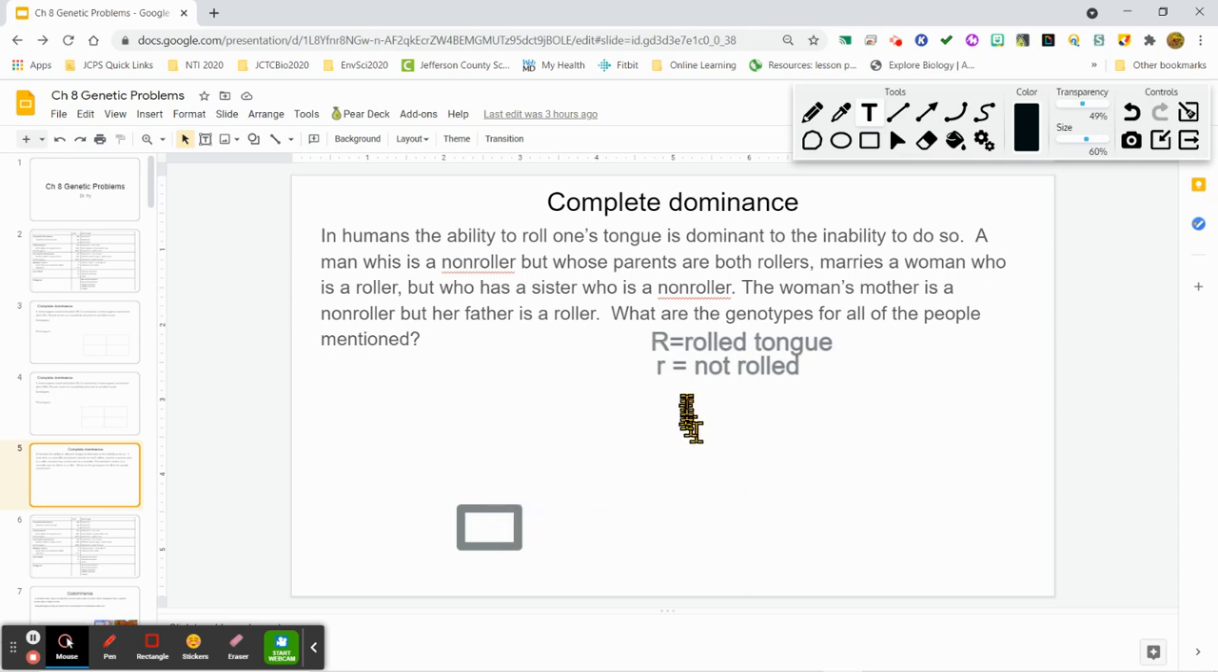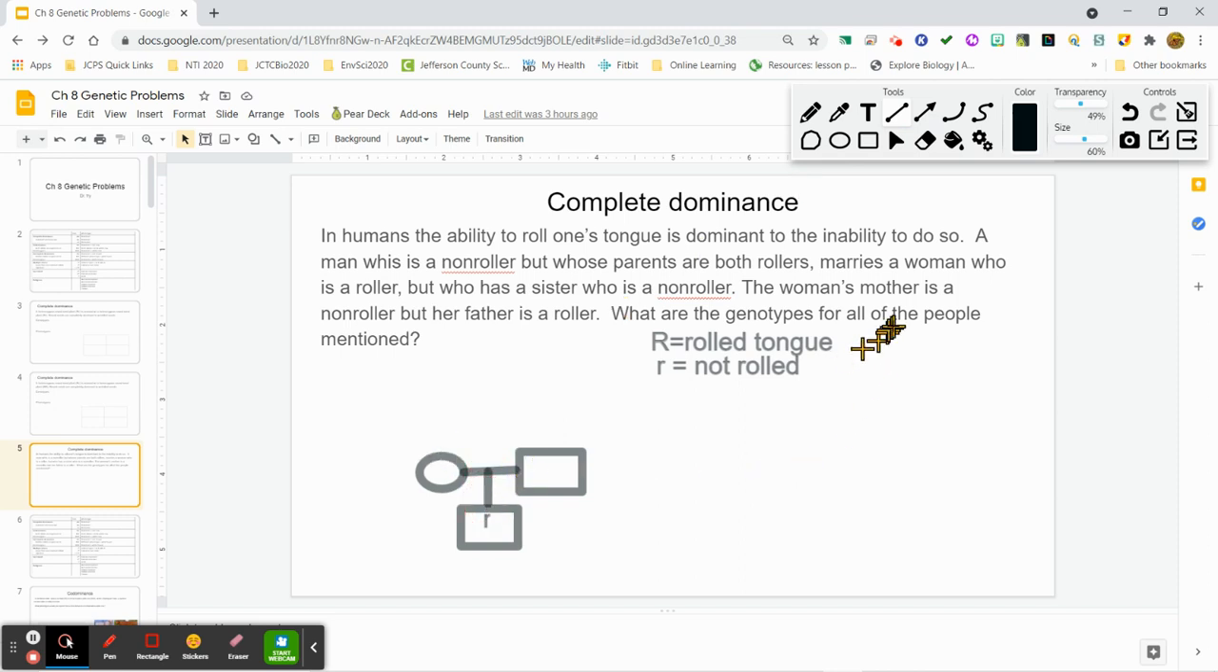And he is non-roller, which means he is going to be little r, but whose parents are both rollers. So he has two parents. I'm going to make the mom circular and the dad square. This is basically a pedigree that I'm making here, and then that's going to be his son.